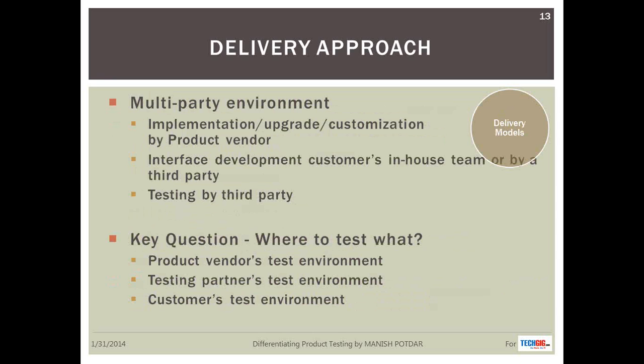Delivery models, I think we touched on to a certain extent in the early conversation as well, as to the multi-party environment, involvement of product vendors, making the product vendors accountable for certain things and service providers accountable for certain things. Making a good differentiation of the scope of work and accountability is a challenging task. And when it comes to testing of a product, that task needs to be executed efficiently.